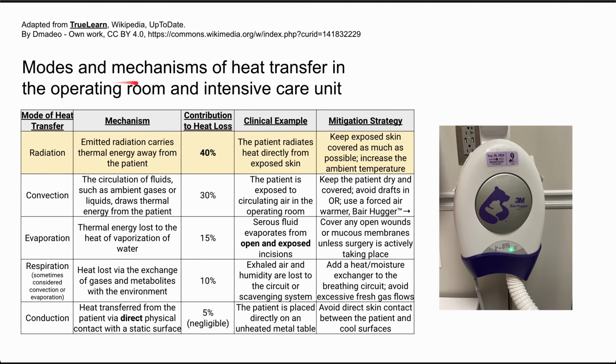These are the modes and mechanisms of heat transfer from a patient. This is applicable to patients that are in the operating room or in the intensive care unit. Most of this information was adapted from TrueLearn, and this image was adapted from Wikipedia, an image of a Bair Hugger.